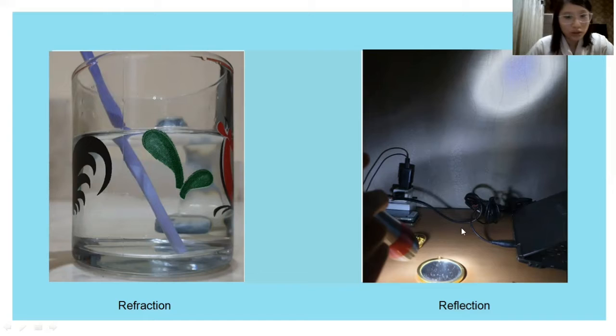The picture on the right shows reflection. In this picture, the source of light is the torch. It produces light, and when it hits the mirror, the light bounces to the wall. This can only happen if the light hits a reflective surface, such as a mirror.